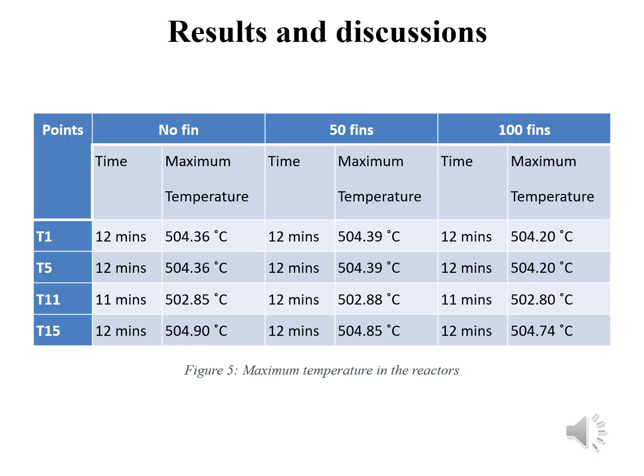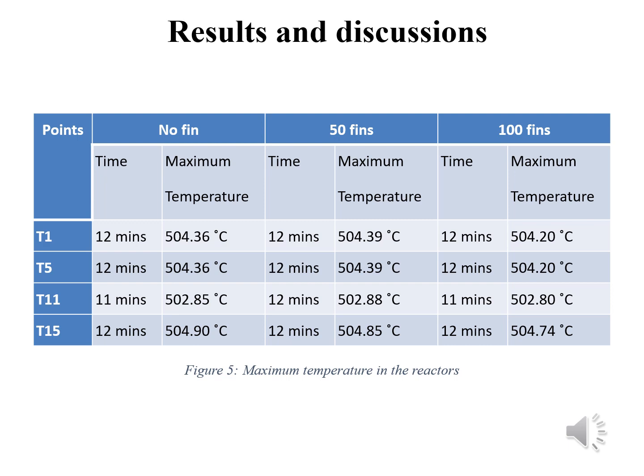The table below shows the maximum temperature reached at 4 points in all three reactors. As we can see in the table, in the reactor without fins, the maximum temperature reached is 504.90 degrees Celsius, while in the reactor with 50 fins, the maximum temperature reached is 504.85 degrees Celsius, and in the reactor with 100 fins, the maximum temperature reached is 504.74 degrees Celsius. We can see the temperature reduction in the reactor after adding the copper fins, but the reduction is not significant.